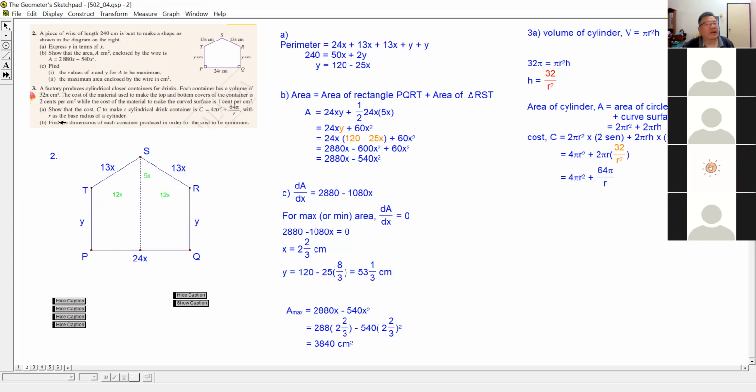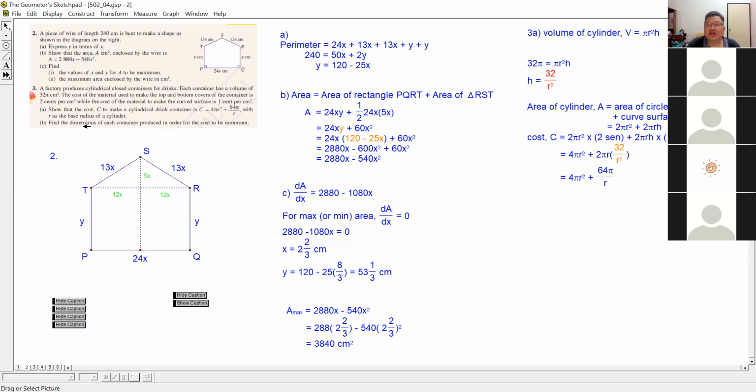Okay, right. So what they say: find the cost. So the cost, this one, proven already. Find the dimension of each container in order to produce the minimum cost. Minimum cost means they want the minimum C. They want the minimum C, that means dC over dr is equal to 0. Then another thing is they want to find the dimension.